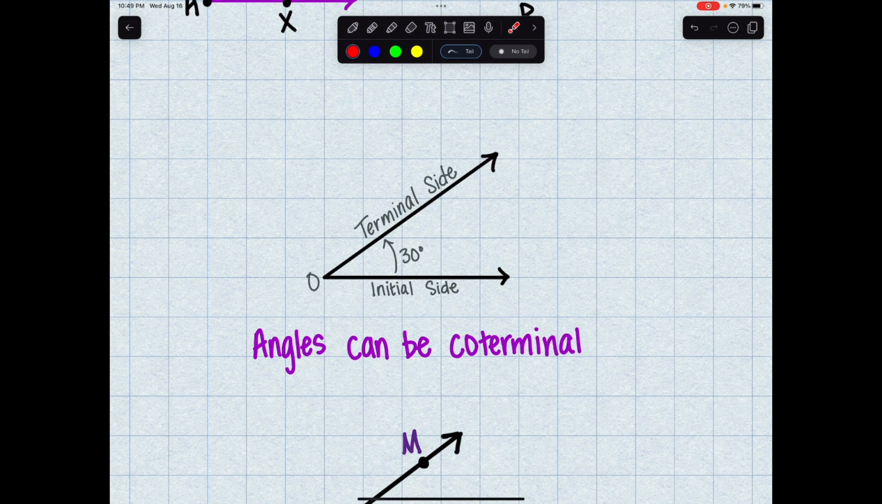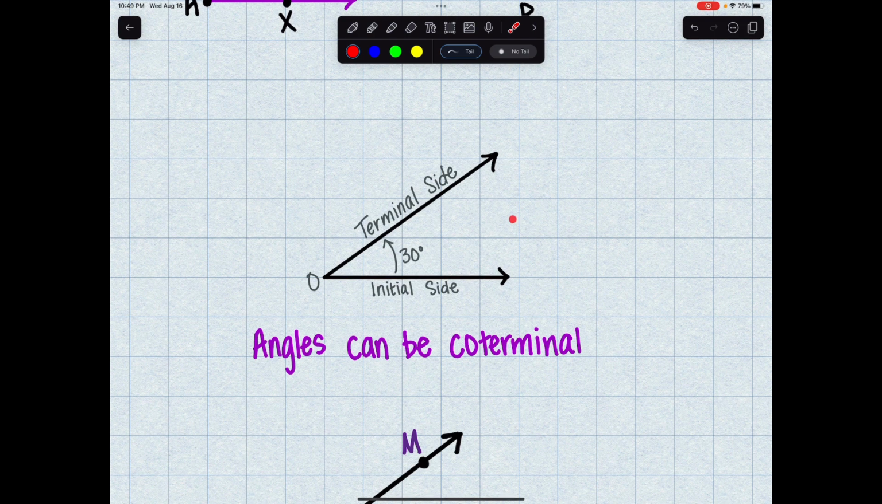There are just things that you need to know. Okay, here we've got an angle O. Here's your ray, here's your ray. It's a 30-degree angle. This is going to be your initial side. You can think of the angle as starting here and maybe it moves up, right?